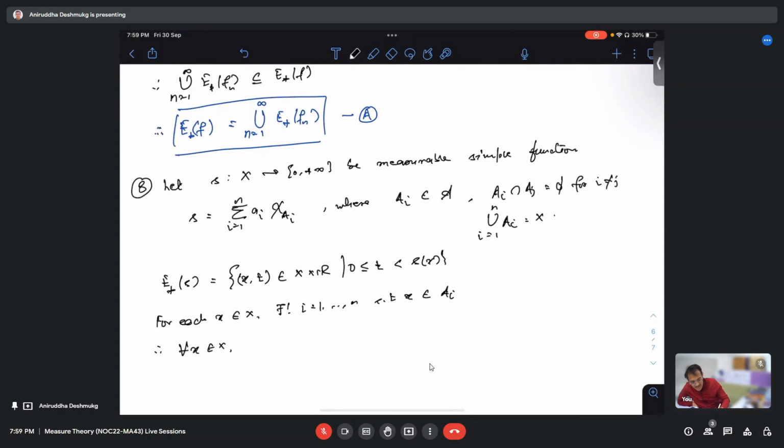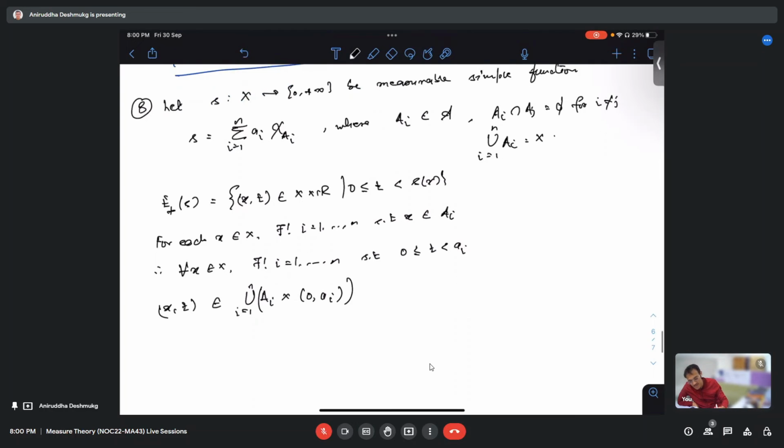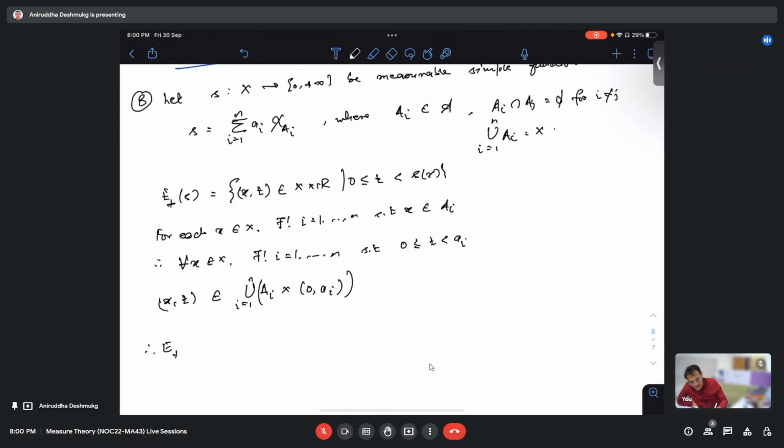Therefore, for every x, there is a unique i between 1 and n such that 0 is less than t is less than small a_i. And therefore, what I can say is that (x, t) is inside this union, i from 1 to n, A_i cross 0 to a_i. Because once we start with anything here, t is less than a_i for some a_i, and for that a_i, small x is inside capital A_i. Therefore, E lower star s is contained in this union.